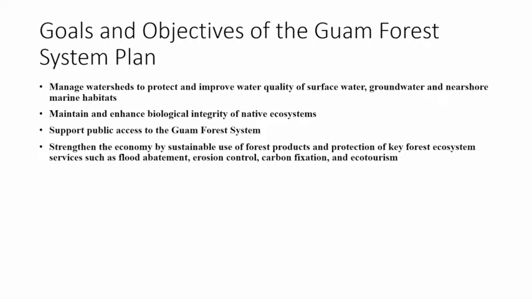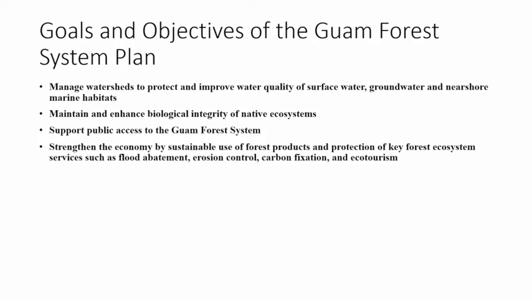Now, I want to talk about the goals and objectives currently identified under the Forest System Plan. One of the goals identified is to manage watersheds to protect and improve water quality of surface water, groundwater, and nearshore marine habitats. Some objectives in line with this goal include reforesting watersheds and expanding existing ravine forest remnants, creating riparian buffers to protect stream systems and reduce flooding impacts, addressing wildfires through education, prevention, and augmented suppression efforts, controlling feral ungulates that pose threats to watersheds, and participating in collaborative initiatives with local and federal government agencies, nonprofit organizations, and private landowners to enhance watershed management.